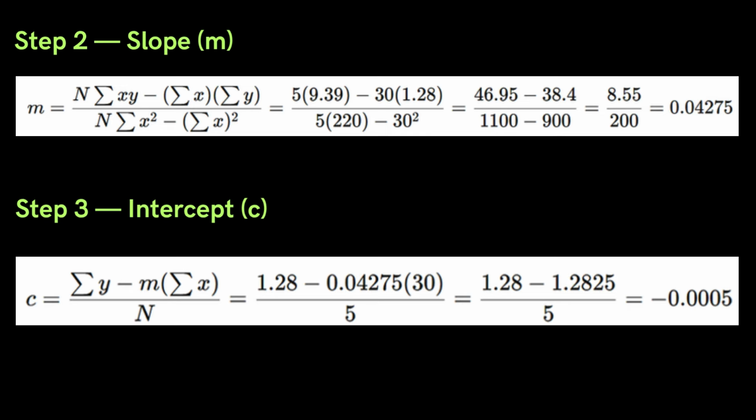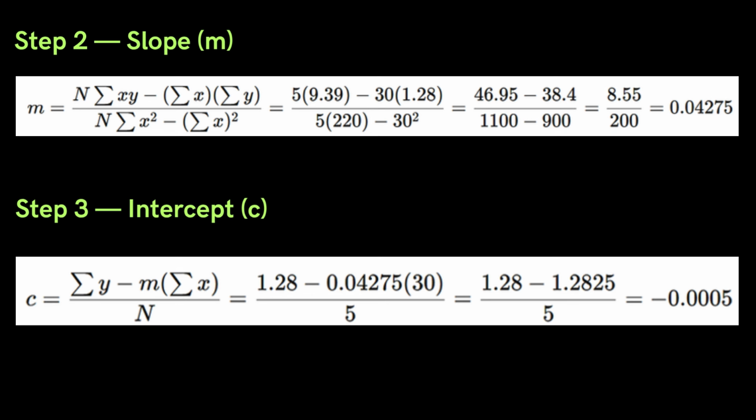Further solving, m will be equal to 46.95 minus 38.4 divided by 1100 minus 900, which again equal to 8.55 divided by 200, and finally the value of m will be 0.04275. Hence, the slope, m, is 0.04275.